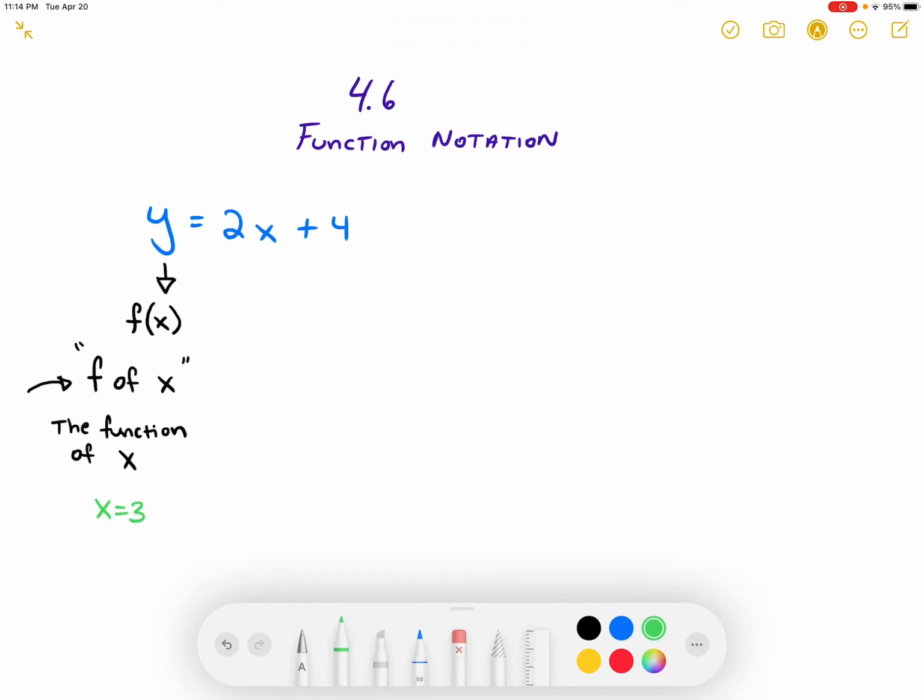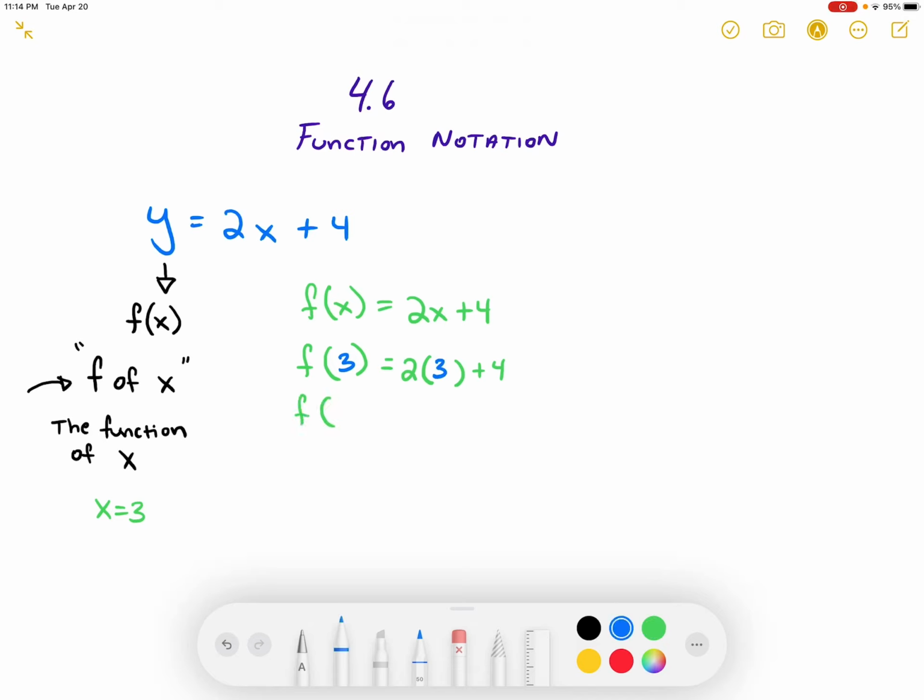The way we would rewrite this original problem is f of x equals 2x plus 4. We know x is 3, so simply what I do is I replace the x with a 3. So it says the function of 3, or the function of x, is 2, and I replace all the x's with 3, plus 4. And then I solve it once I've replaced all my variables. So it's going to look like this.